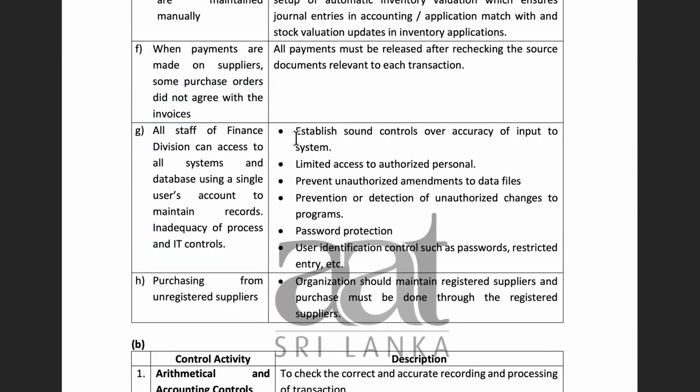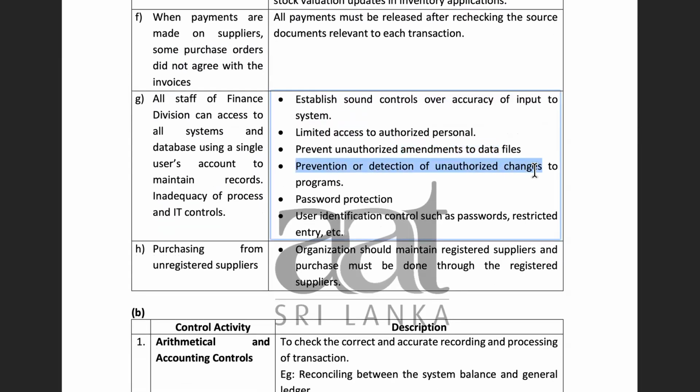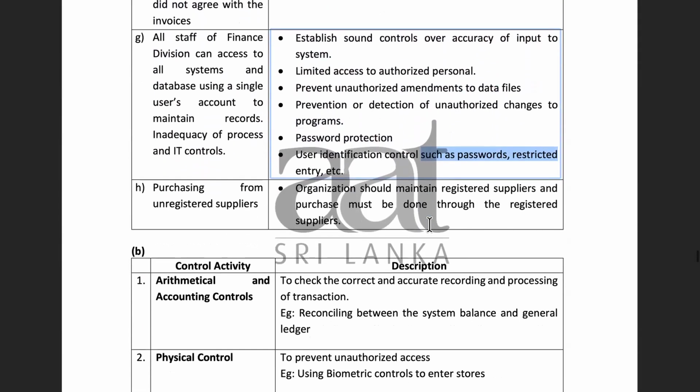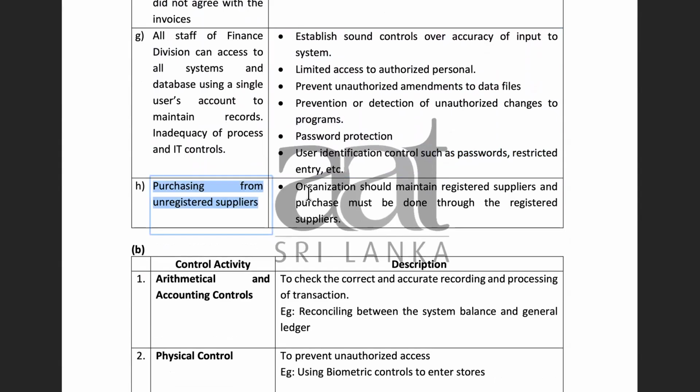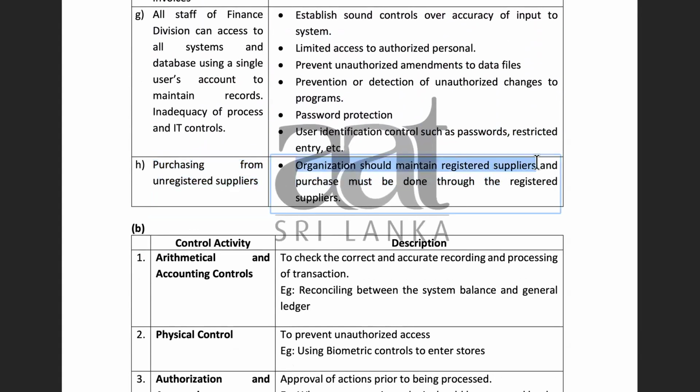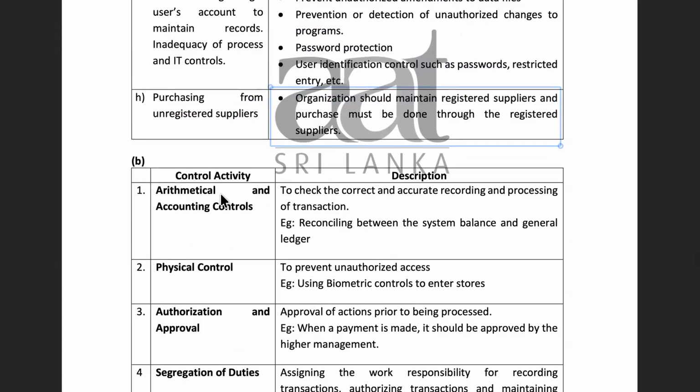What's the recommendation? Establish sound controls over the accuracy of system input, as well as limit access to authorized personnel only, and prevent unauthorized amendments to data files, prevention or detection of unauthorized changes to programs, password protection, user identification controls such as restricted passwords, and purchasing from unregistered suppliers. The organization should maintain registered suppliers and purchases must be done through registered suppliers only.